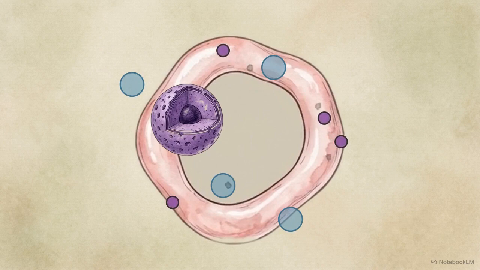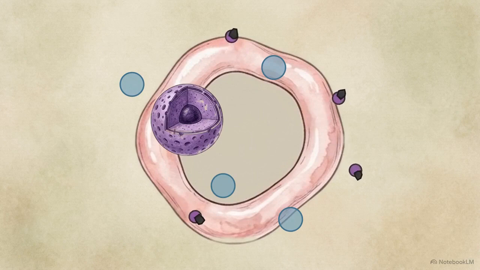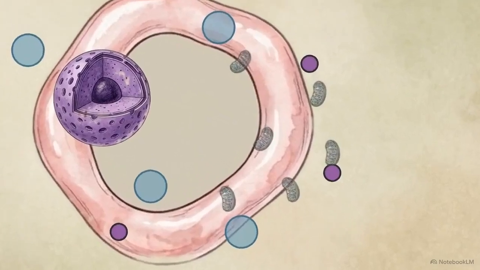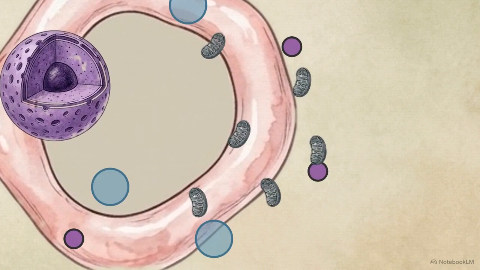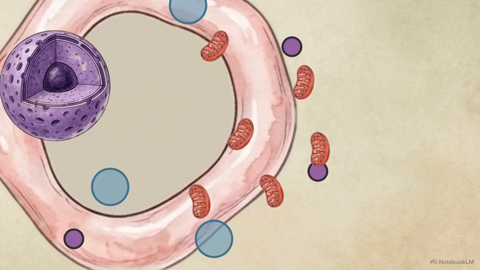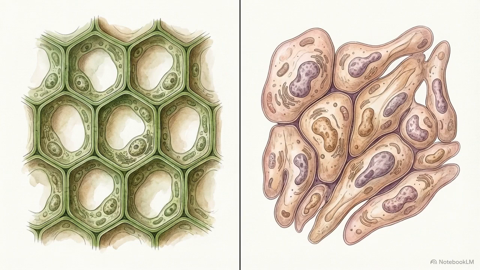Because animal cells have faster metabolisms, they replace large water tanks with smaller vacuoles and dedicated lysosomes, organelles that act as garbage disposals to break down cellular waste. To fuel that movement, animal cells contain a high density of mitochondria. These are the cell's powerhouses, burning fuel to provide the energy needed for every hunt or escape.